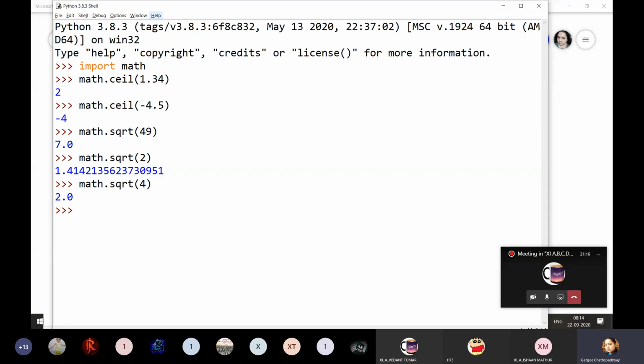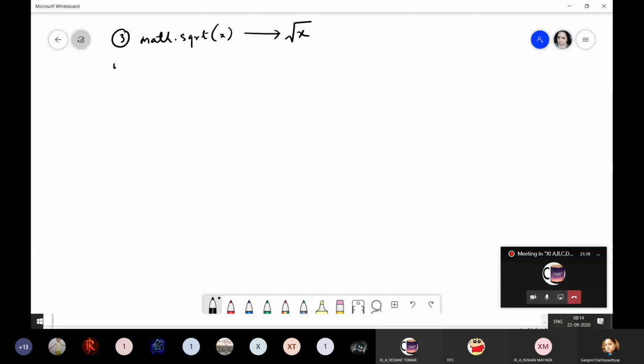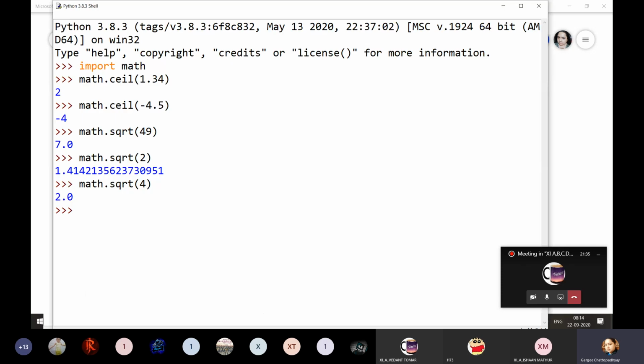Next is exp. Now what does this return? Exponent. Yes, e raised to the power x. Now e is a constant. So if I write here math.exp(2), it will return the value of e raised to the power 2.